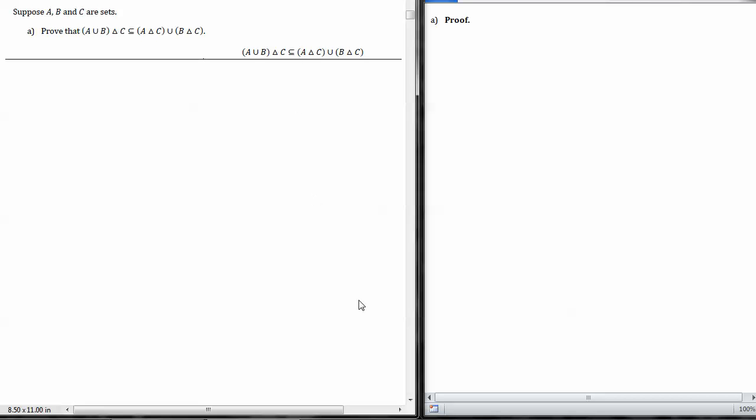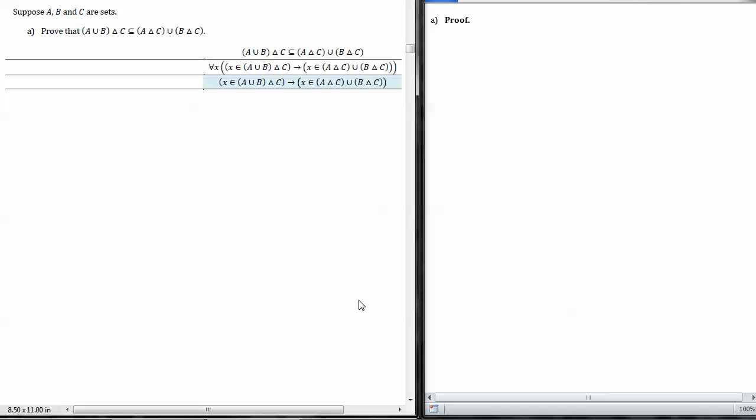Here's the statement we're trying to prove. And the definition of a subset gives us this. If we let x be arbitrary, we can eliminate that universal quantifier. And to prove the conditional statement, we'll do direct proof. Move the antecedent over as a given. And now we've got to use some definitions.